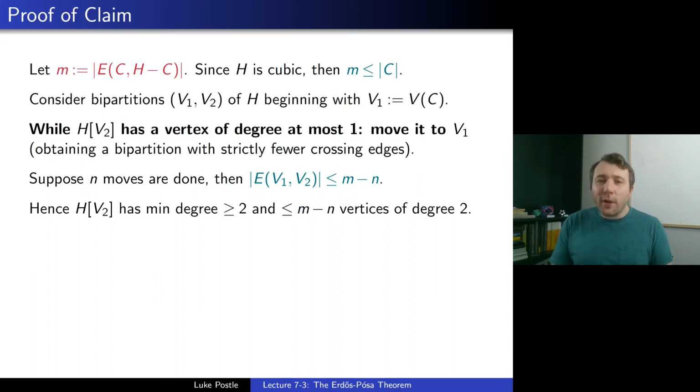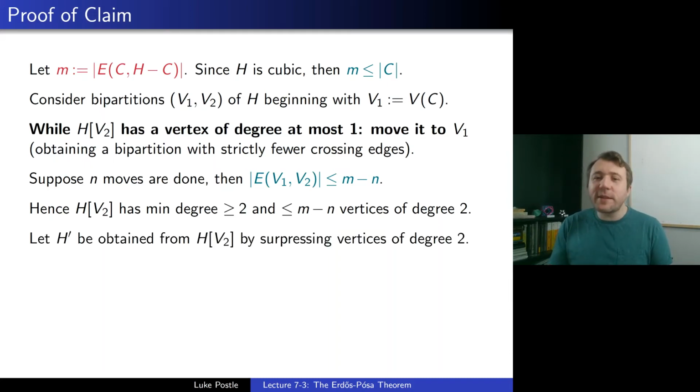Now, notice that H[V2] at this final stage has minimum degree at least 2. Why? Because if it had a vertex of degree at most 1, we would have moved it. And it has at most M minus n vertices of degree 2. Why? Because if they have degree 2, then they have 1 edge coming out because it's cubic, so they're one of these crossing edges. And there's at most M minus n of those crossing edges.